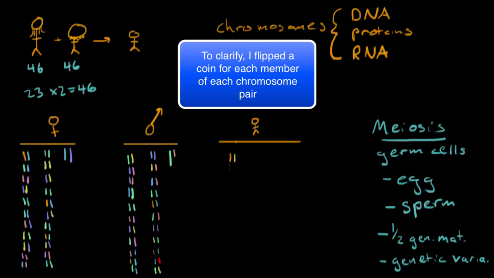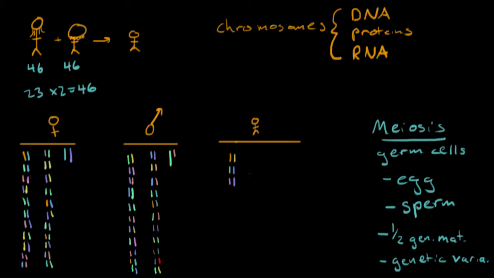In the second position, a third coin toss told me that I should use the green on the left from the mother and the purple on the left from the father. In the third position, a fifth coin toss told me that I should use this pinkish salmon colored one from the mother and this purple one from the left from the father.